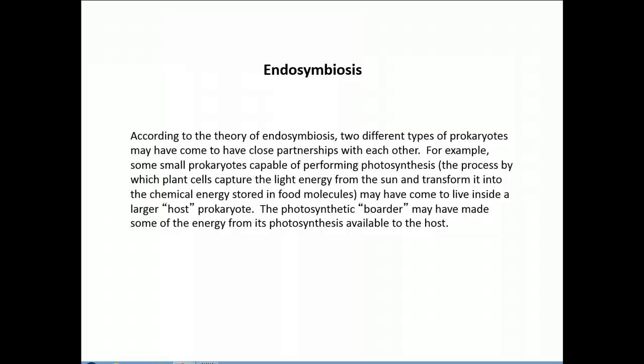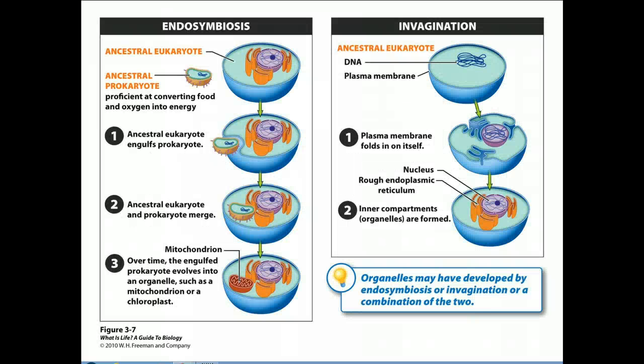And for example, some small prokaryotes capable of performing either photosynthesis or energy utilization, like the mitochondria, have come to live inside the larger host prokaryote, or in our cells, in eukaryotes. So the mitochondria and the earlier forms of life have adapted, or these forms of life have come together in our host as well. So a better way to see this is with this diagram here.